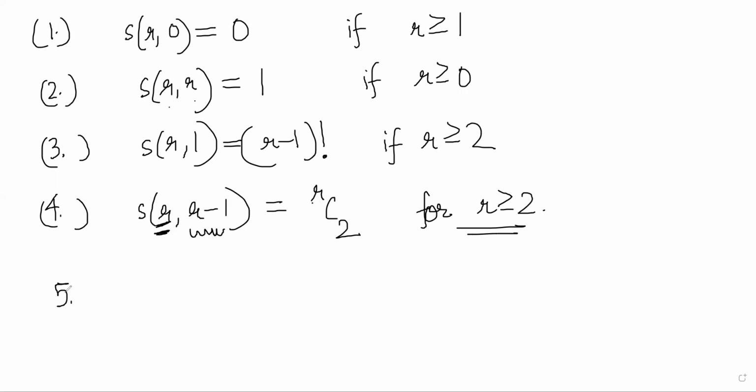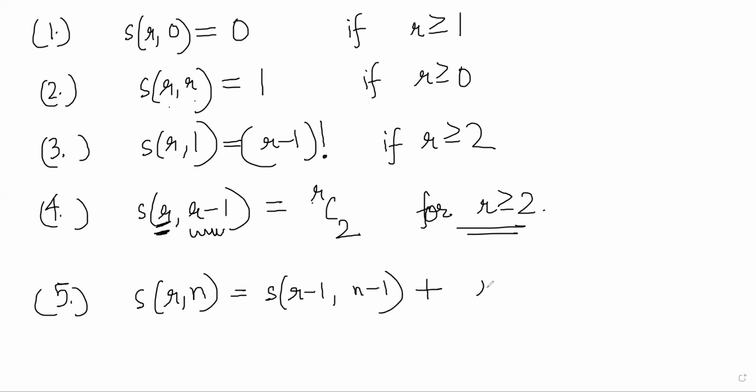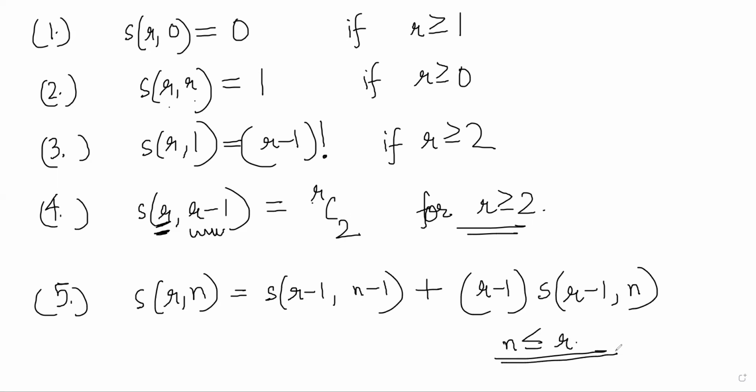Finally, we have this nice recursion, which I will prove. So S(R,n) will be equal to S(R minus 1, n minus 1) plus (R minus 1) multiplied by S(R minus 1, n), right? Where n is less than or equal to R, right? So this is a recursion that helps us to calculate higher values of S using lower values of S. So S(R,n) is related to S(R minus 1, n minus 1) and S(R minus 1, n), right? So let's understand this recursion because this will immediately help us calculate S(6,3), S(6,2) directly using lower values of S, right?